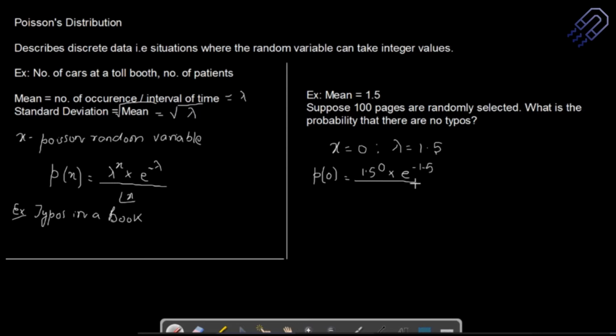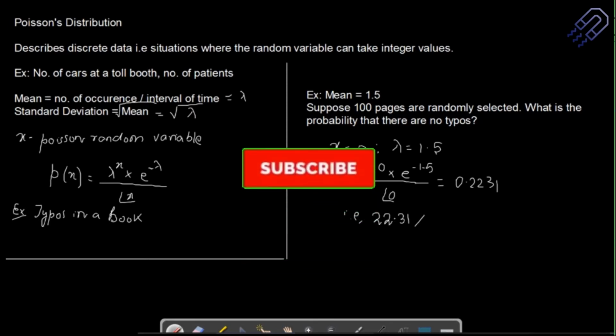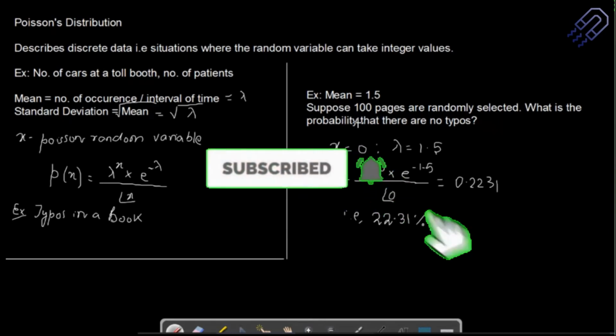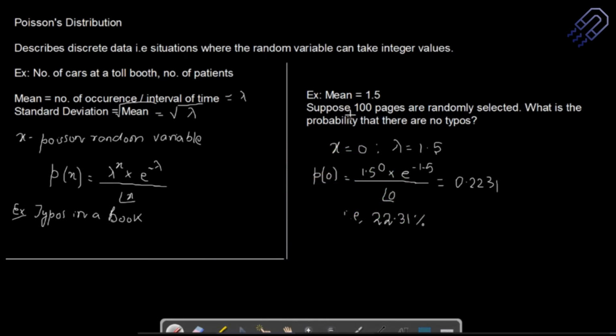You will basically have this e value in your calculator. You can use it directly, divided by factorial 0. If you can all recall, factorial 0 is nothing but 1. If you do this calculation, you should get the result to be approximately 0.2231. If you want it in terms of percentage, you can simply say that there is a 22.31% chance that these 100 pages, selected at random, won't have any kind of typographical error.